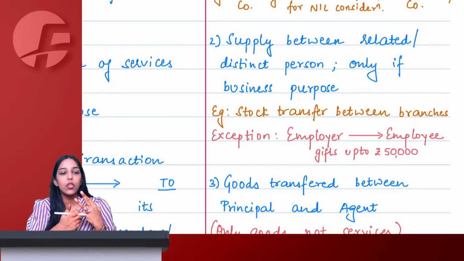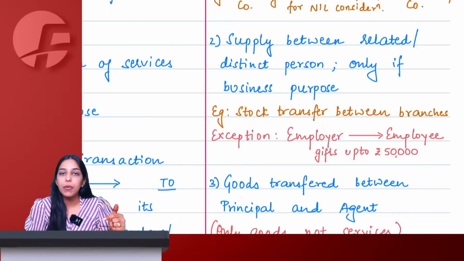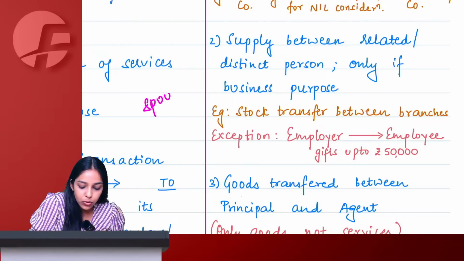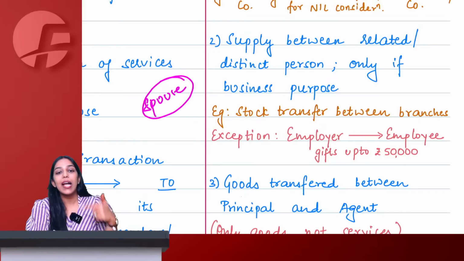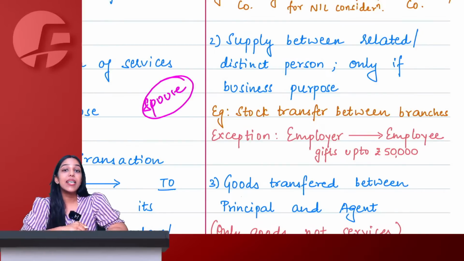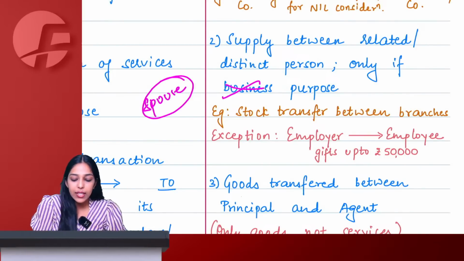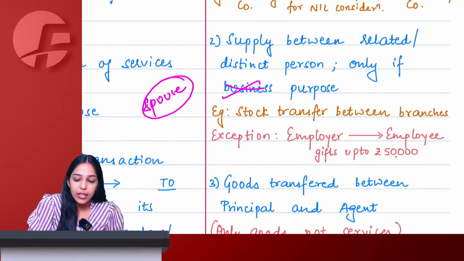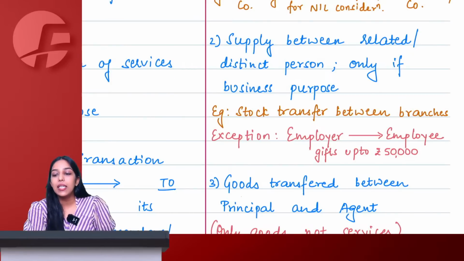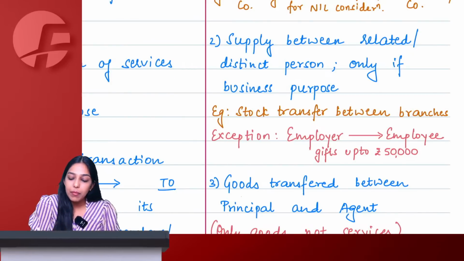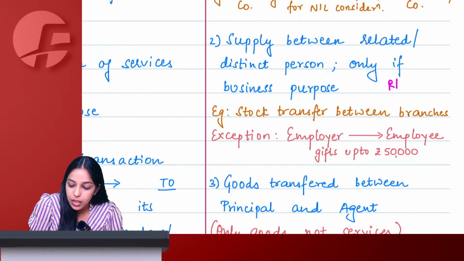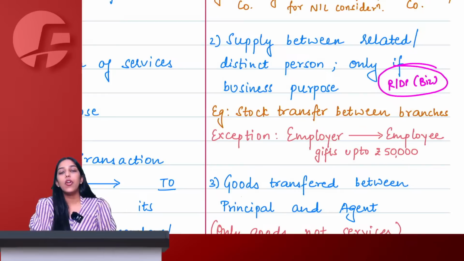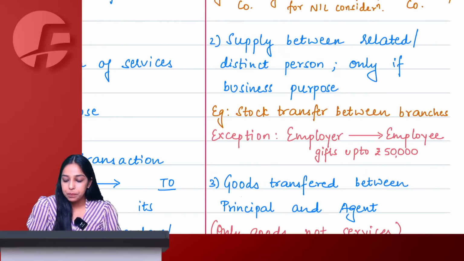But let us take an example. I gifted a ring to my husband. Is my husband a related person? Yes, because husband is a spouse and spouse is always related. I gave him goods. Ring is a good. But is it for business purpose? No. This ring that I have gifted to my husband is for personal purpose, and therefore that will not be considered as deemed supply. Only and only supply between related persons and distinct persons which are for business purpose, free of cost without consideration, will be considered as deemed supply.